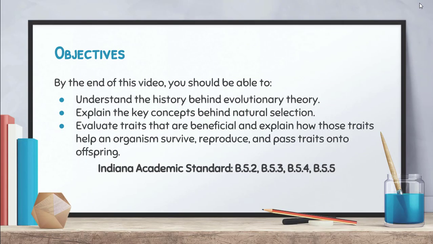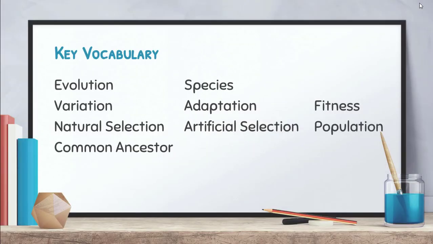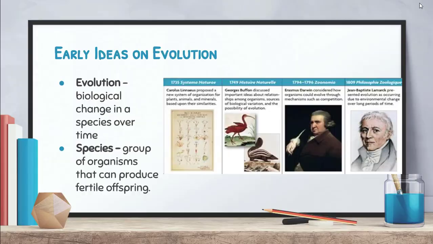Hopefully by the end of this video, you should be able to understand the history behind evolutionary theory. You should be able to explain the key concepts behind natural selection. And you'll also be able to evaluate traits that are beneficial and explain how those traits help an organism survive, reproduce, and pass those traits on to offspring. We have quite a bit of vocabulary in this video: evolution, species, variation, adaptation, fitness, natural selection, artificial selection, population, and common ancestor.